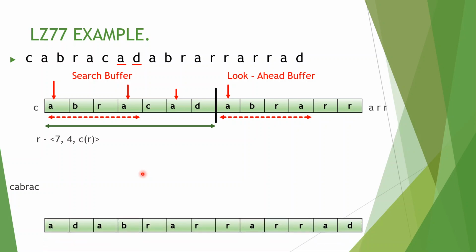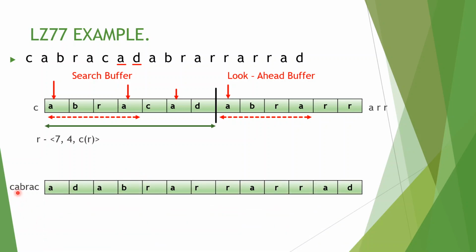Now next here we write down the 5 symbols A, B, R, A, C out of this search buffer. Why? Because here we encode the 5 symbols from the look ahead buffer and store those symbols in the search buffer, and the search buffer size is what? Only 7. Only 7 symbols are contained in the search buffer. Now this is the look ahead buffer and this is the search buffer. Now the remaining symbols, R A D, are stored in the look ahead buffer.